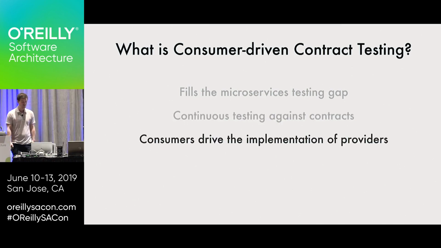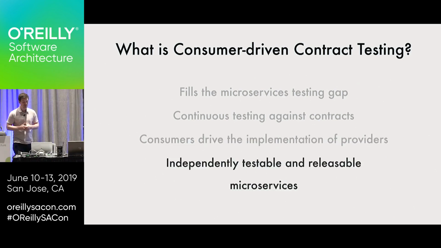It's also a technique in which the consumers drive the implementations of providers. Now, this will become clearer in a future slide, but the idea is that rather than starting with a provider-first implementation of an API, you create a failing test on the consumer side, which drives the API design of the provider. And finally, the core goal of CDC is independently testable and releasable microservices, because that's the goal of microservices. If a service can't be changed independently and released independently, we're not really taking away any of the benefits.